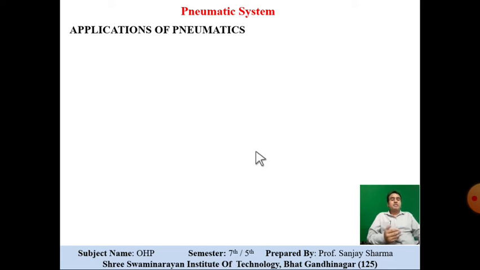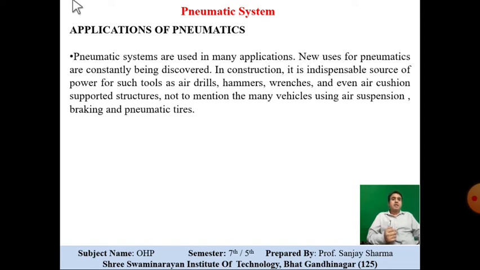Now, so these were the challenges for the pneumatic system. Now, what are the applications of the pneumatic system? Pneumatic systems are used in many applications. New uses for pneumatics are constantly being discovered. Now, day by day, where hazardous conditions are there, we are overcoming the use of other systems, replacing them with the help of the pneumatic system.